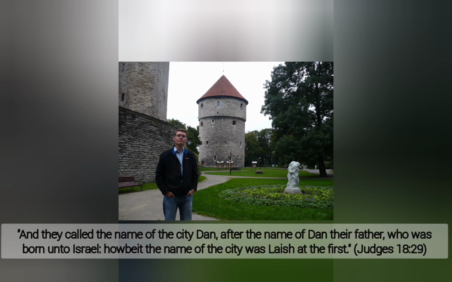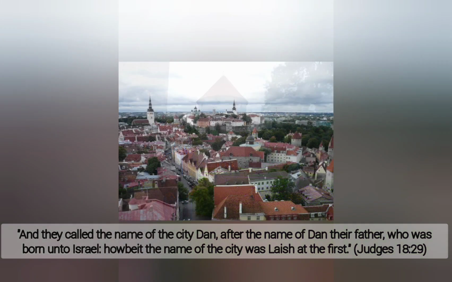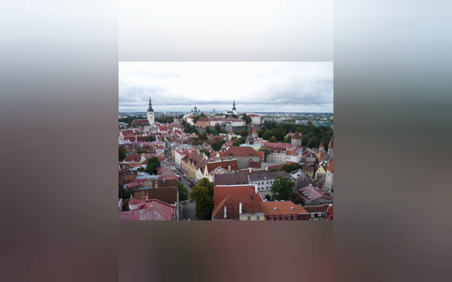And again in the book of Judges we read, and they, that is 600 armed Danites, called the name of the city Dan after the name of Dan their father, who was born unto Israel. Howbeit the name of the city was Laish at the first. Unquote. Judges chapter 18, verse 29.